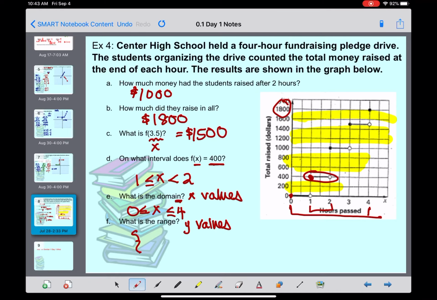So in the set, I'm going to hit this y value of 0. I'm going to hit the y value of 400. This y value is 1,000. This one is 1,500 and 1,800. And so that is the range of this graph.